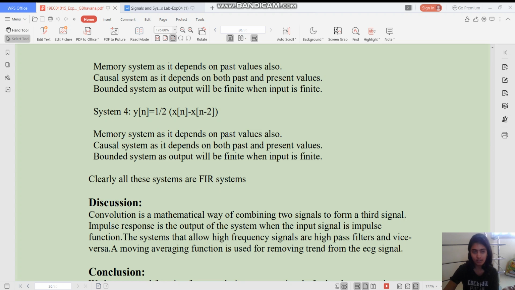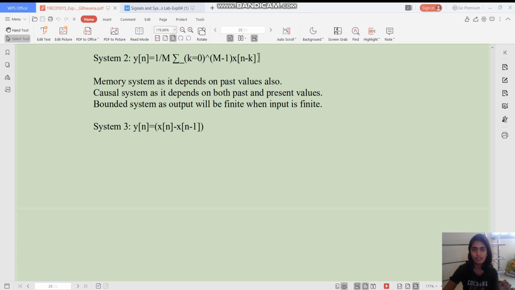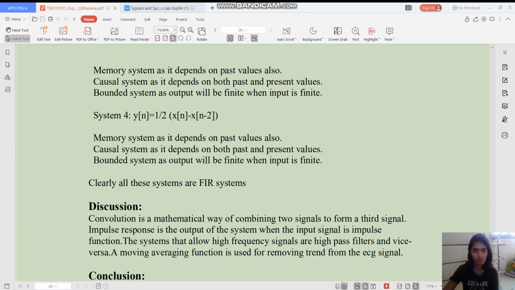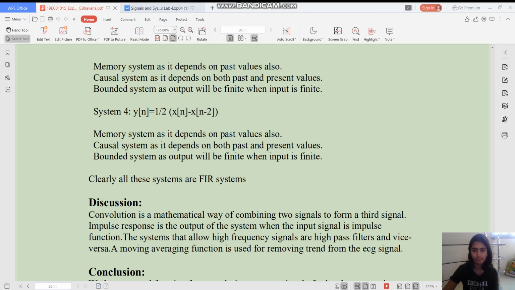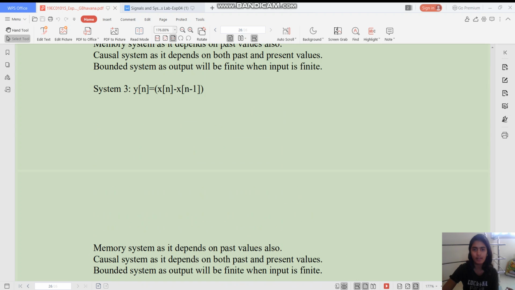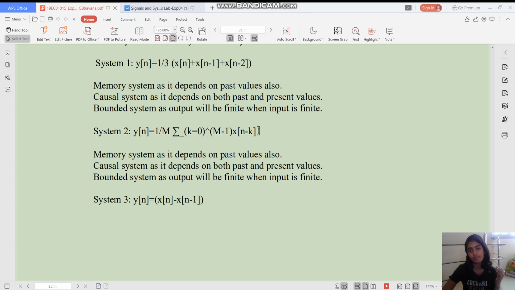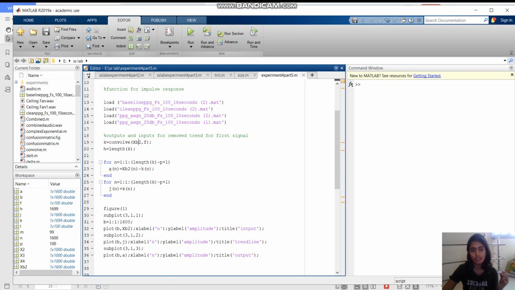It is a stable system, and clearly the output of these systems is a weighted sum of past and present inputs. So it is an FIR system because the impulse response here is finite. We were able to give the arrays in MATLAB because the length of the impulse response is finite.